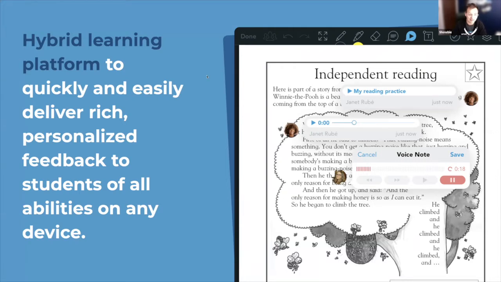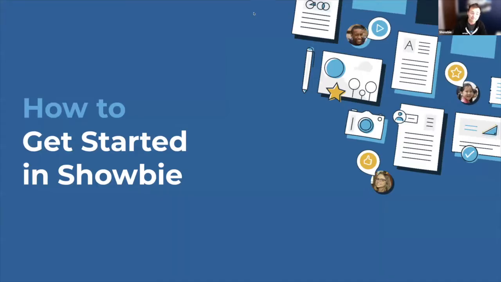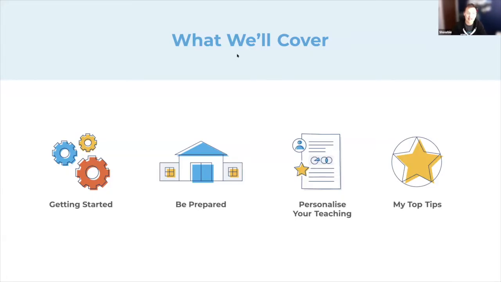So let's have a look at what we're going to be looking at today. I'm going to take a close look at how to get started in Showbie, very basic, starting from the ground up where we enter a class which is empty. I'll show it from a teacher perspective, and also from a student perspective. We'll talk about how to get your students signed up and signed in. Then we'll look at being prepared, and then move slightly further on and look at personalizing teaching and learning in Showbie. Then we'll finish with some top tips from myself and how you can take it a little bit further.